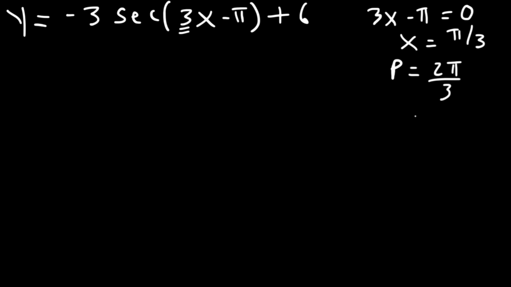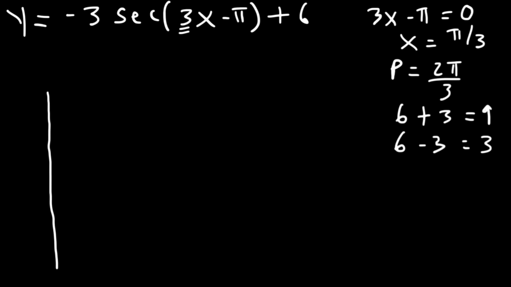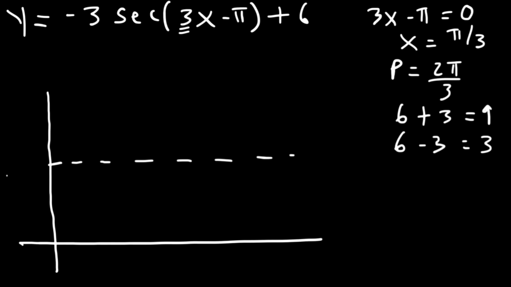Now let's find a range. So starting with the vertical shift of 6, let's add the amplitude. 6 plus 3 is 9. And let's subtract 6 by the amplitude to get 3. So the majority of the graph is above the x-axis. So the center line is going to be at 6. And it's going to vary between 3 and 9.